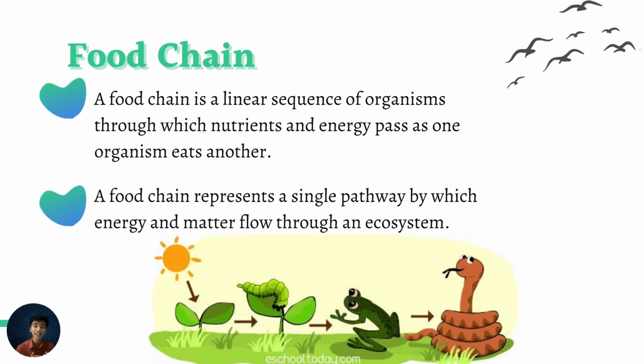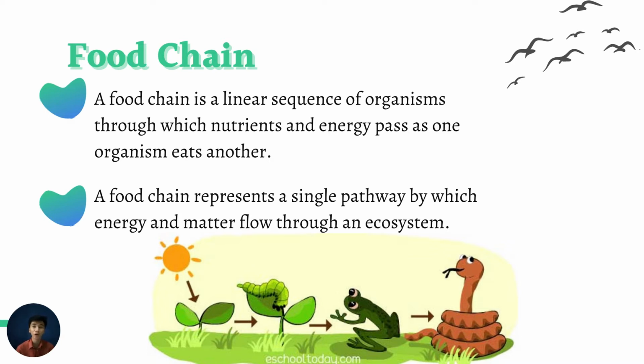A food chain is a linear sequence of organisms through which nutrients and energy pass as one organism eats another. A food chain represents a single pathway by which energy and matter flow through an ecosystem. Take note of the words single pathway.